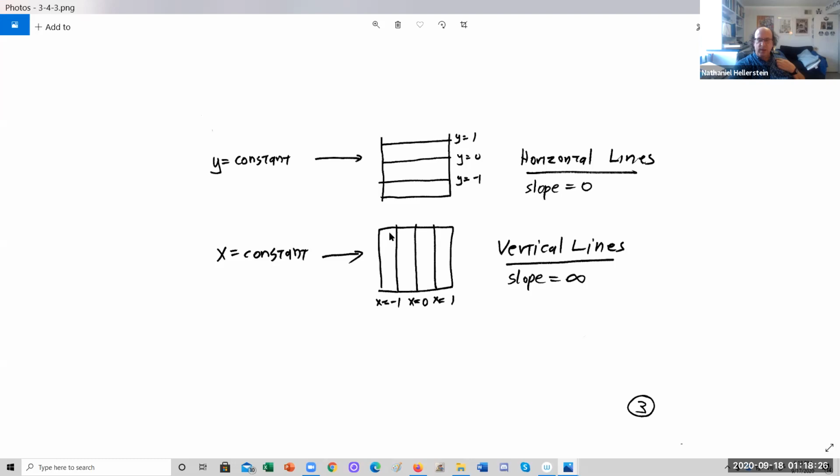X equals constant, like these are vertical lines. And here, the run is 0 for a non-zero rise, so the ratio is infinity. Vertical lines have slope infinity, horizontal lines have slope 0. Vertical, of course, gives a problem because infinity is a problem to work with. And the book actually is afraid of it. I'm less afraid of it, but whatever.